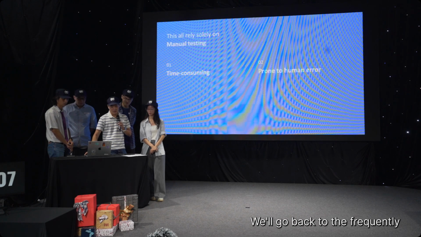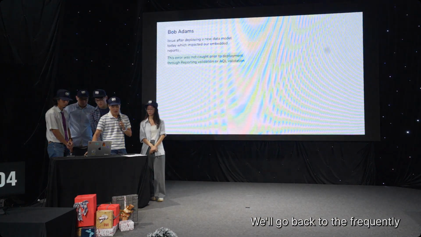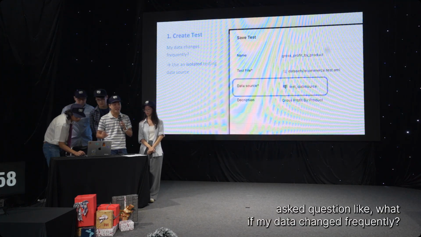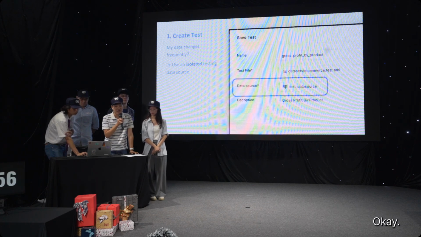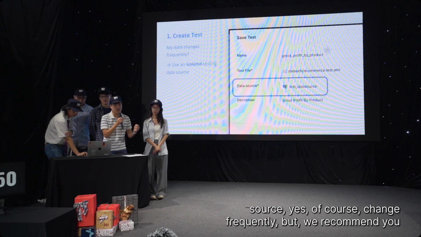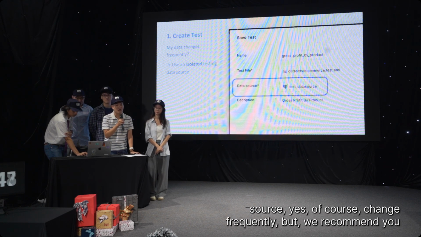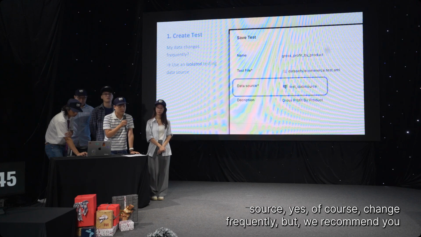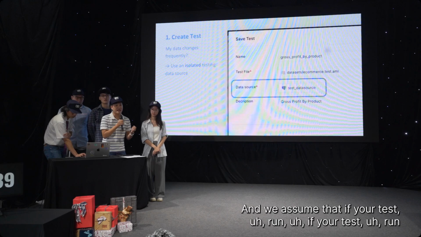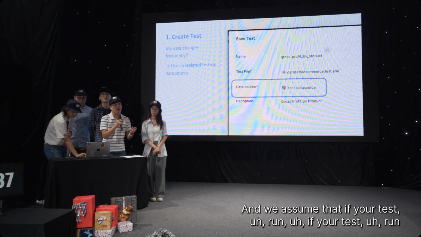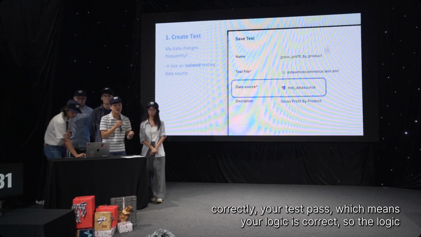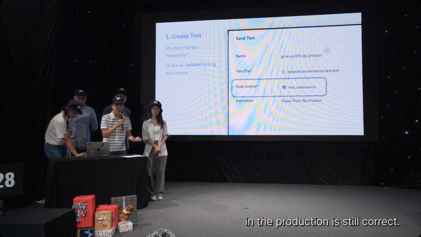Okay. So we will go back to the frequently asked question: what if my data changes frequently? If you can connect your test directly to the production data source, yes, of course it changes frequently, but we recommend you still isolate a testing environment. We assume that if your test runs correctly and passes, which means your logic is correct, then the logic in production is still correct.